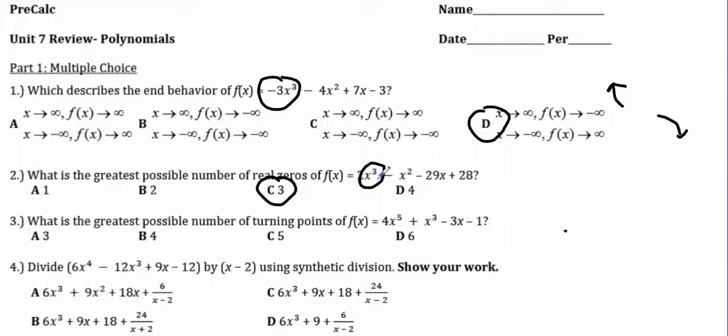Question number 3. What is the greatest possible number of turning points? When we think about turning points, it is n minus 1. It's always going to be 1 less than the highest exponent. So the degree of my polynomial is 5. So 5 minus 1 is 4. So the greatest possible number of turning points is 4.